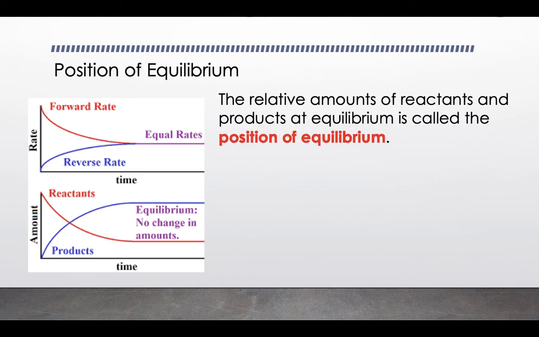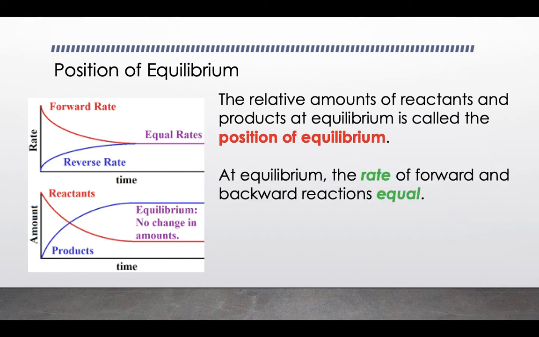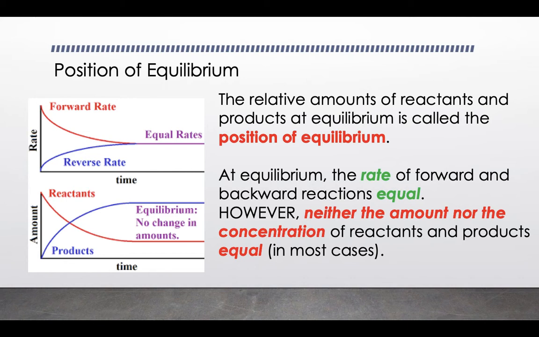So here we have to introduce a new definition that is called the position of equilibrium. That is the relative amounts of reactants and products at equilibrium. So we said that at equilibrium, the rates are equal, but the concentrations or amounts do not equal each other. So the position of equilibrium for different reactions will be different. It really depends on a particular reaction.